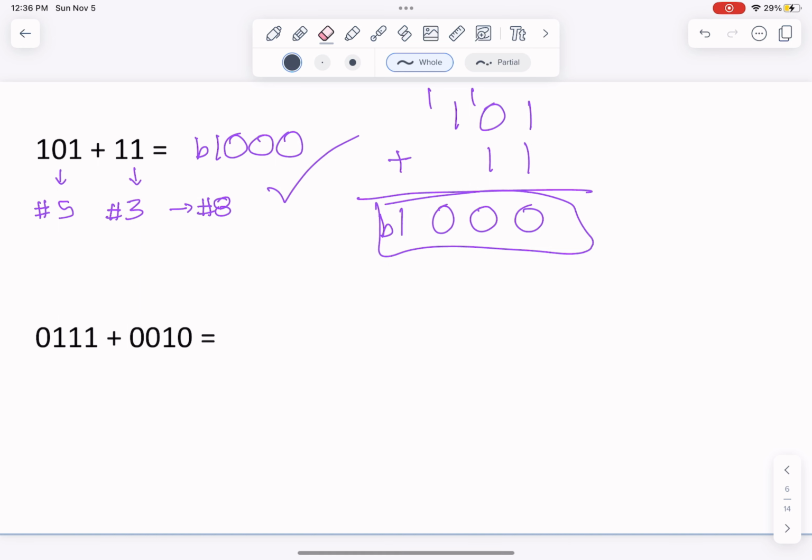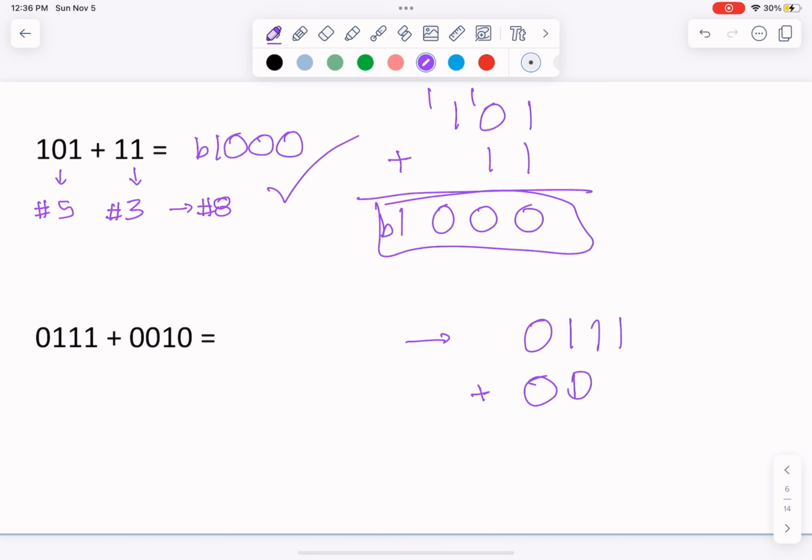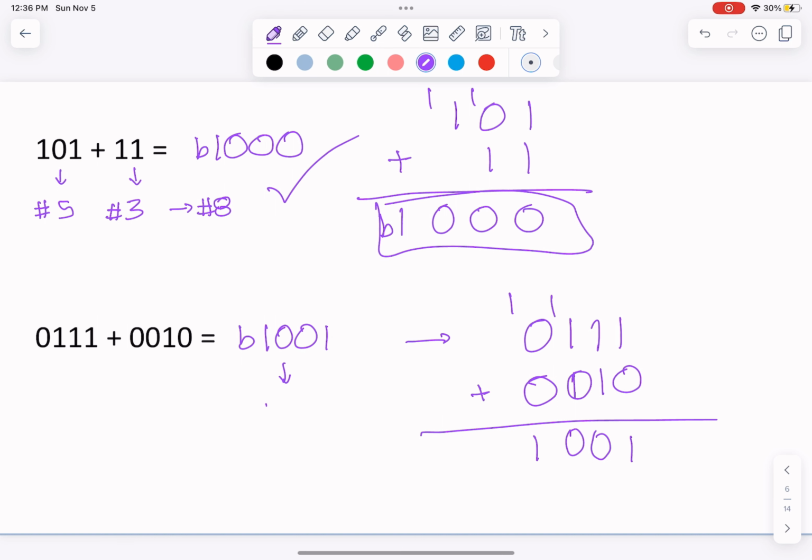Second example, we can do, leave some room for myself, 0111 plus 0010. Now we can add the 1 and the 0, bring a 1 down. Add the 1 and the 1, we get a 0 with a carryover. 1 plus 1, again a 0 with a carryover, and these two add together. That gave us 1001. This in decimal is equal to 9. And then we have 2 and 7, which means we got the correct answer.